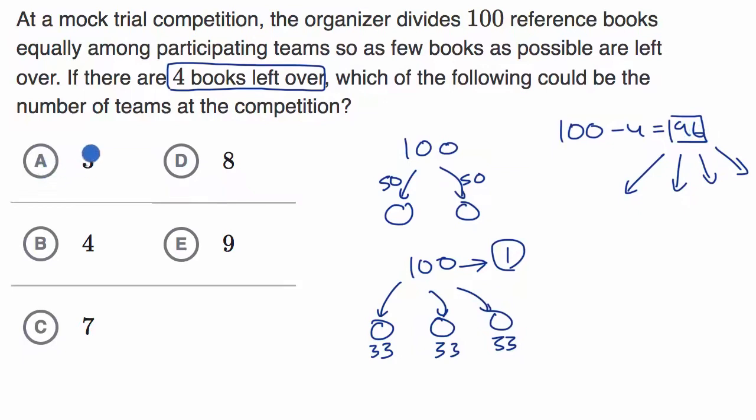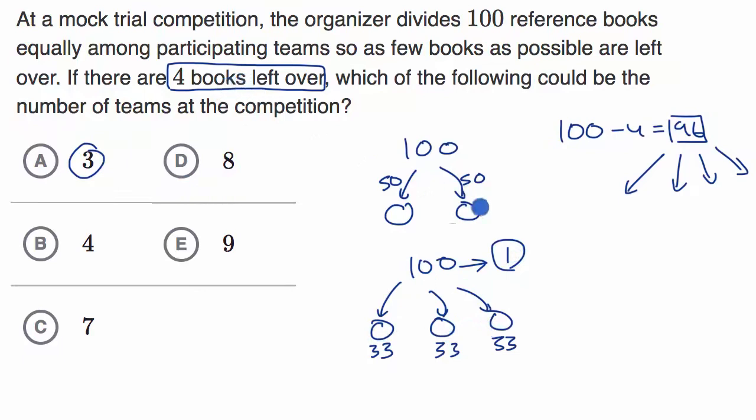Choice A says 3 teams. First of all, is 96 divisible by 3? Well, you could use a calculator if you like on the Praxis, or some of you might recognize that 96 divided by 3 is exactly 32. And so you might say, hey, A looks like a good choice, except for an interesting situation. If you did indeed have 3 teams, how much would you have left over? Well, you would have 1 left over, not 4 left over.